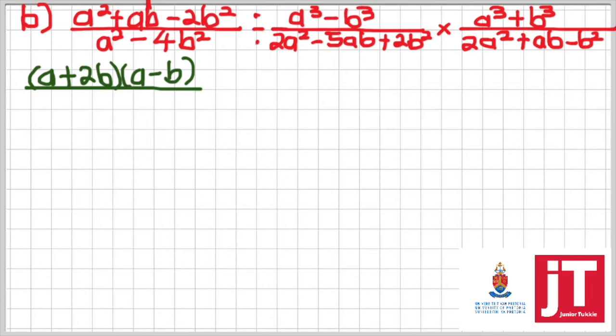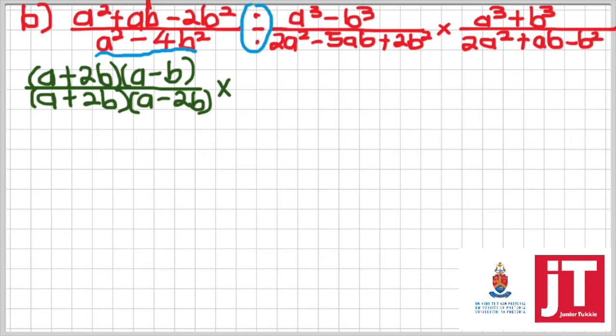But again, if you look at the denominator of that first fraction, there's a difference of two squares which will result in (a plus 2b) times (a minus 2b), multiplied by. Immediately you realize why I said multiplied by is because of that division sign. So I'm recognizing that I need to tip and times. So I've already enforced the multiplication.